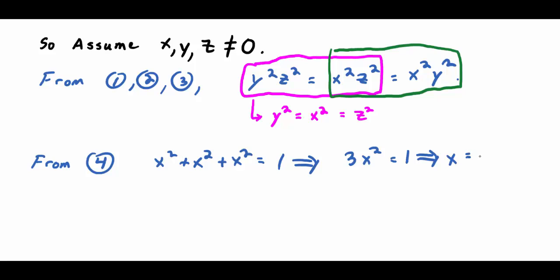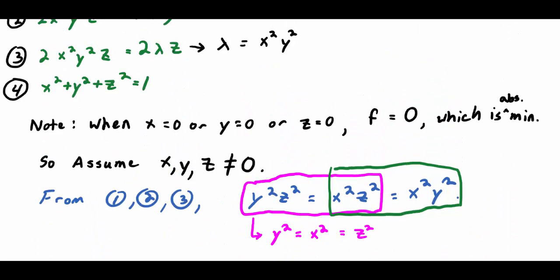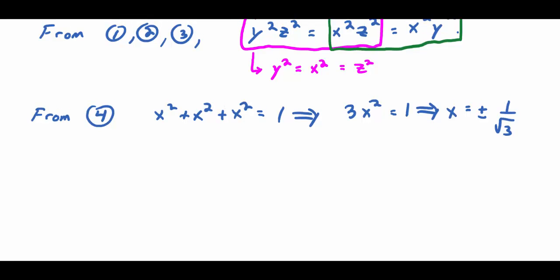which means x equals what? Plus or minus 1 over root 3? Would you buy that? Yeah? No complaints? Okay. So what does that mean about y or z? I think there's a potential problem here with the way you conceptualize the critical points.